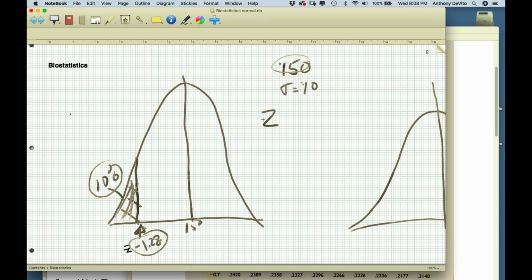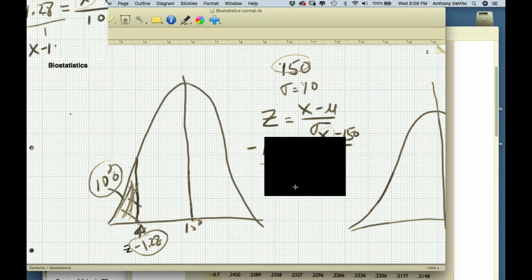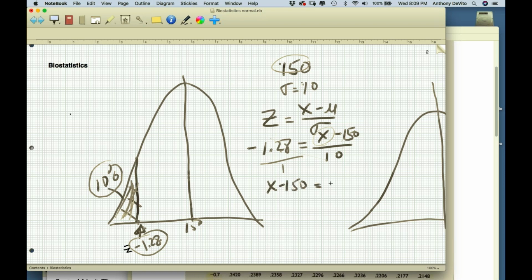But I got a formula here. Z is equal to x minus mu over the standard deviation. Well, now I know what Z is. Negative 1.28 is equal to x minus the mean, which I know is 150, over the standard deviation, which I know is 10. I don't know what weight x represents. So now there's only one unknown, since I know what z is.